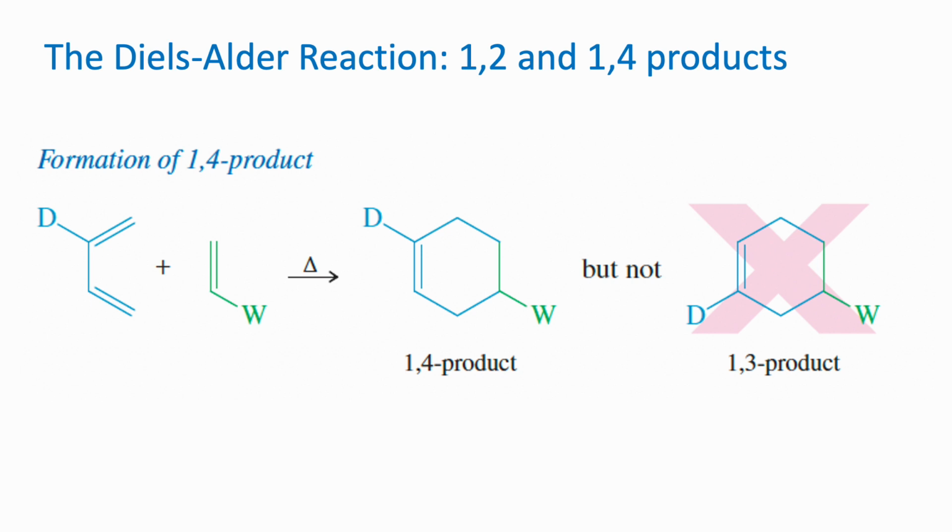And you might think, well, all we have to do in that reactant is flip the diene over like a pancake. If we flip the diene like a pancake, then the D will be in that bottom position, and then we would be able to get the 1,3 product, right? How come we can't get the 1,3 product if all I have to do is flip that diene over like a pancake and then react them? Well, we'll see in the next slide.